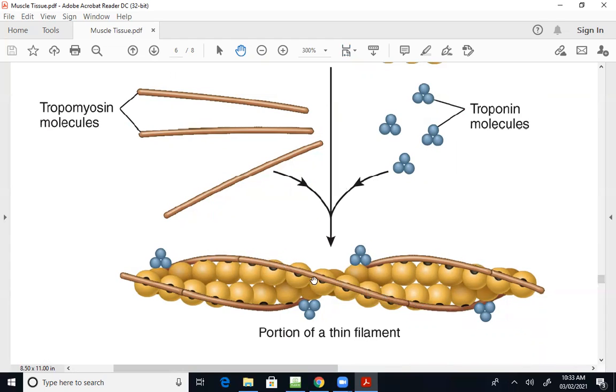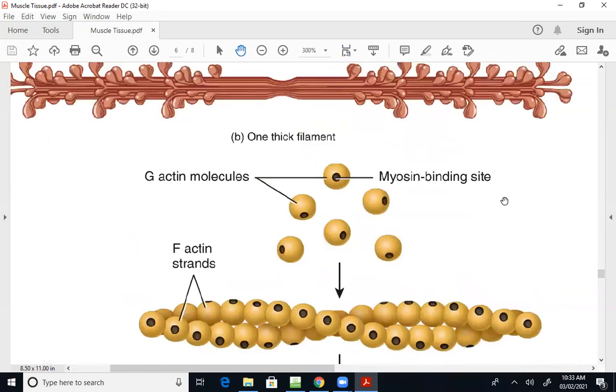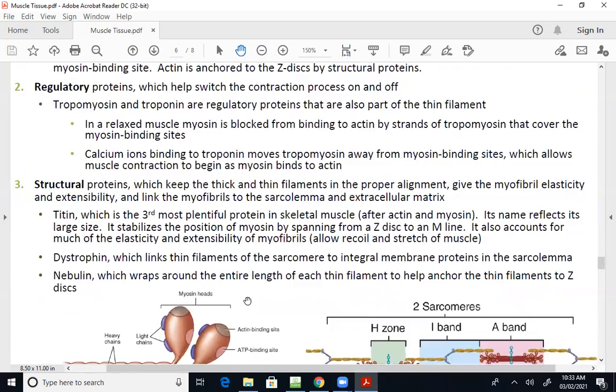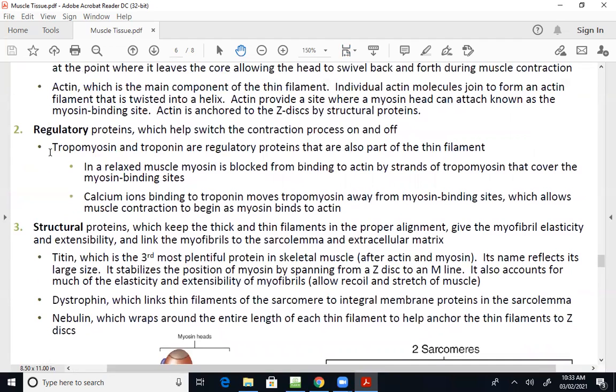Notice here, this would be a relaxed thin filament. There's no calcium bound to the troponin, but more importantly, that rope-like tropomyosin is covering those binding sites, and that's going to prevent those myosin heads from attaching to the thin filament, which will prevent the muscle from contracting. So we call troponin and tropomyosin regulatory proteins because they can help switch the contraction process on and off.